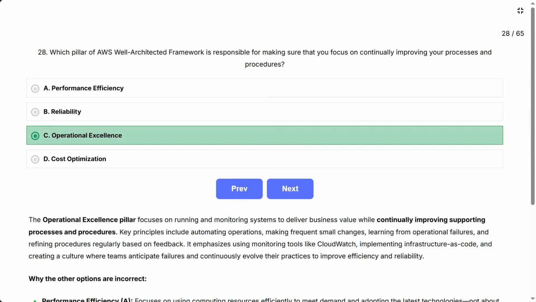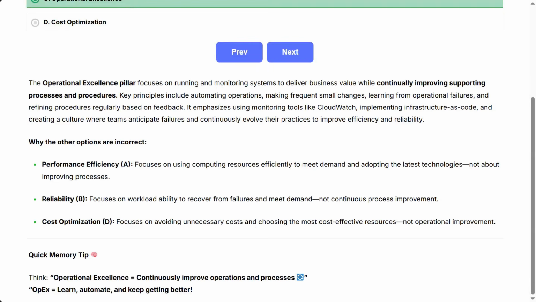The operational excellence pillar focuses on running and monitoring systems to deliver business value while continually improving supporting processes and procedures. Key principles include automating operations, making frequent small changes, learning from operational failures, and refining procedures regularly based on feedback. It emphasizes using monitoring tools like CloudWatch, implementing infrastructure as code, and creating a culture where teams anticipate failures and continuously evolve their practices to improve efficiency and reliability.